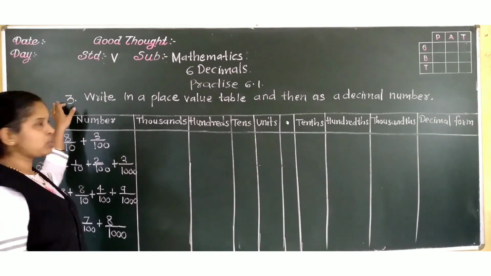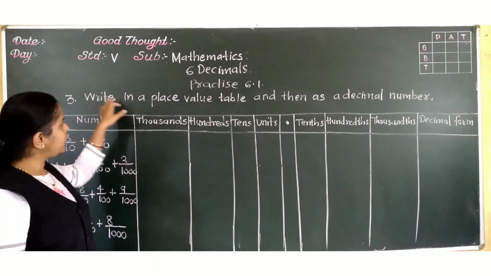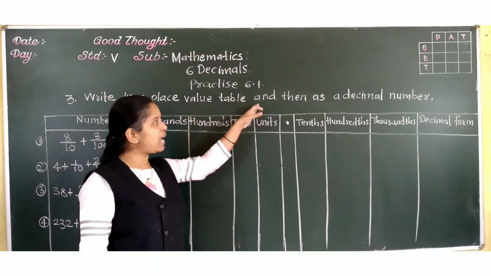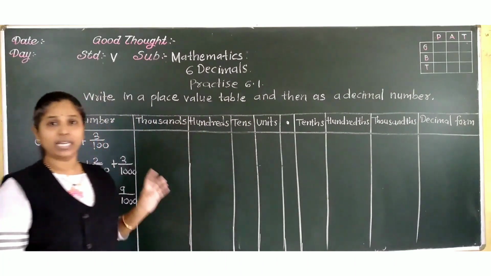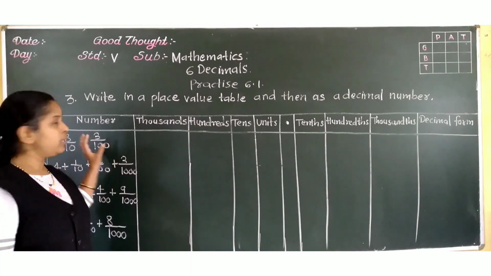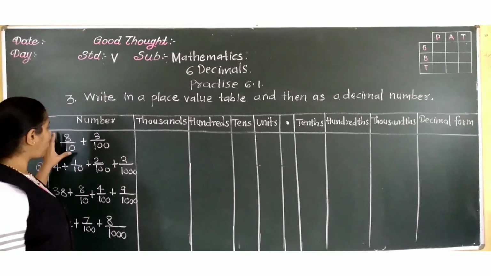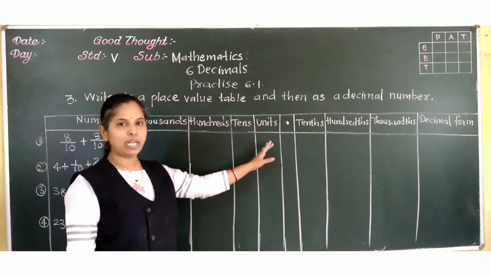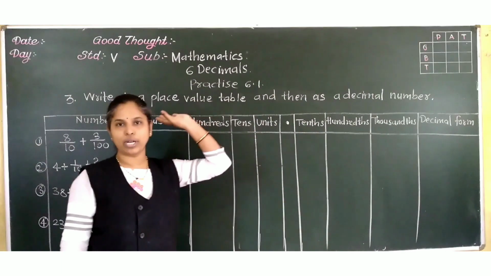See here now students, question number 3. Write in a place value table and then as a decimal number. In the example I have shown you already how to do it. Okay. Now see, these are the numbers. We have to write it in the place value table and at the last we have to write the decimal form of it.